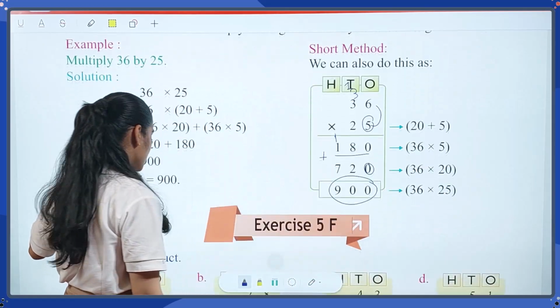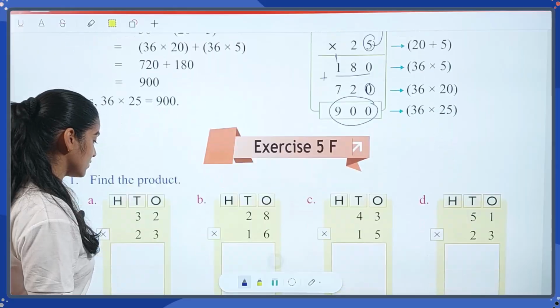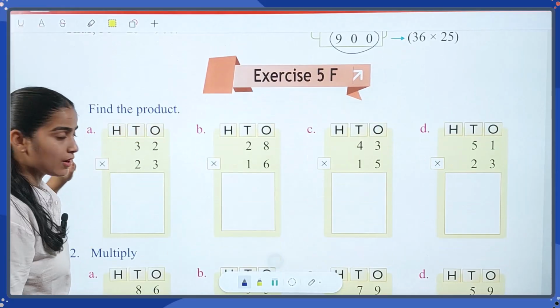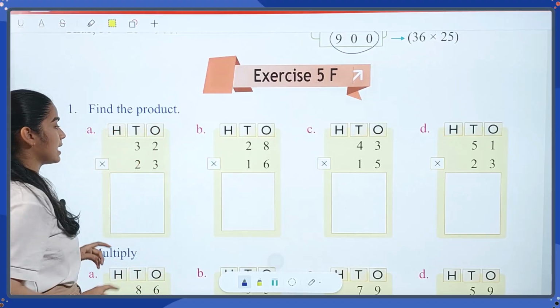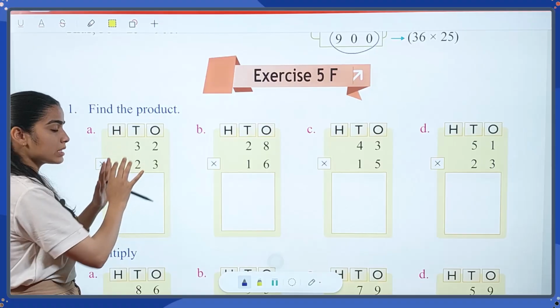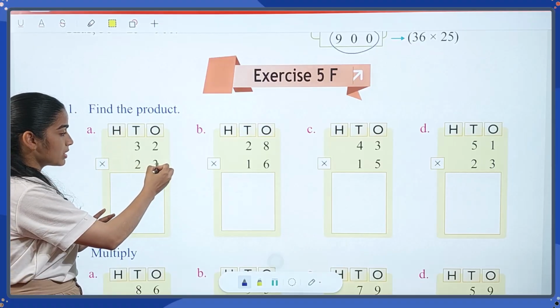In the same way you have to solve this question. We will take more examples and more questions. So let's move to exercise 5F. Let's take one more question to understand the concept in depth. Again, you just have to think that it is a single-digit number. So first you have to multiply 3 by 2.